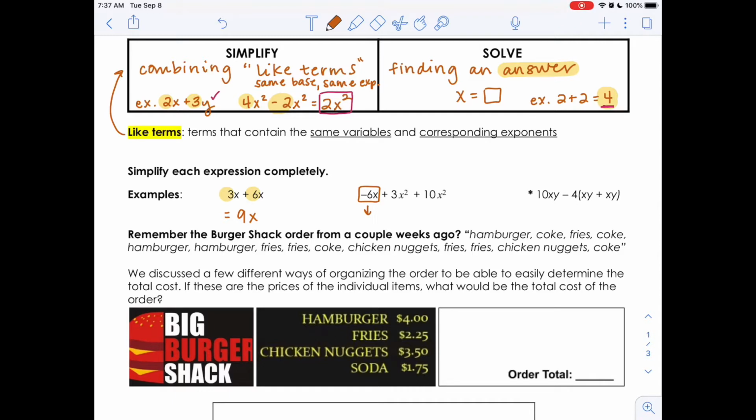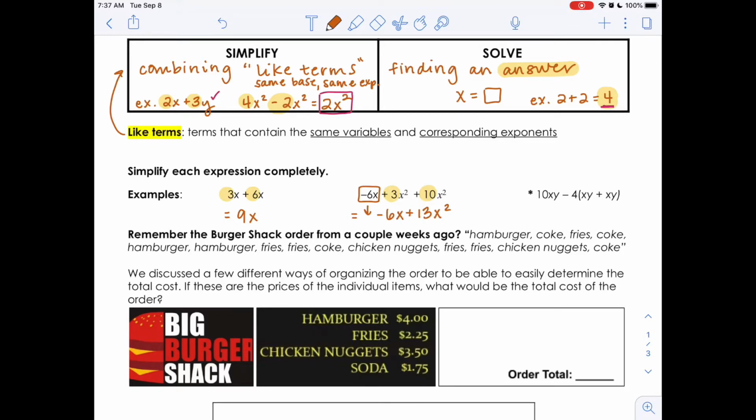But I can actually simplify or combine these. I have 3x squared plus 10 more x squared. I can put those together. So what I'm going to have is negative 6x, and then 3 plus 10 is plus 13x squared. So that is the final answer there.